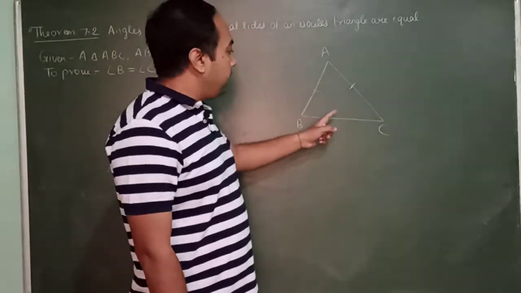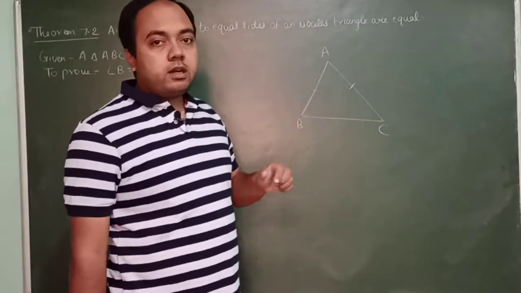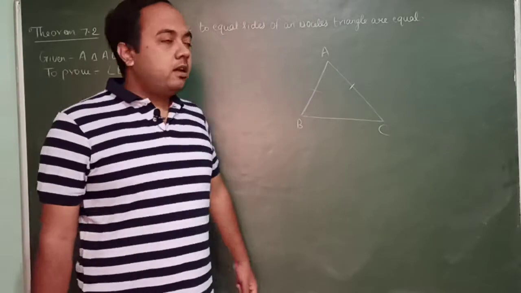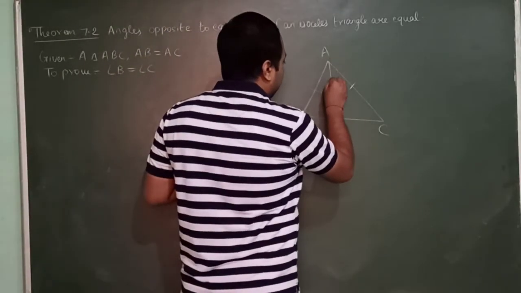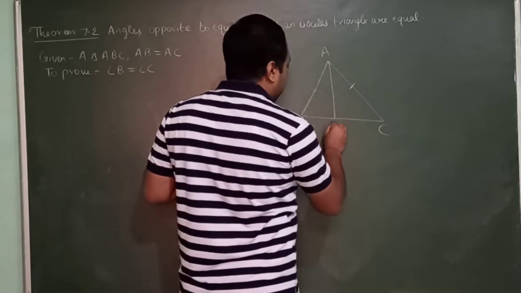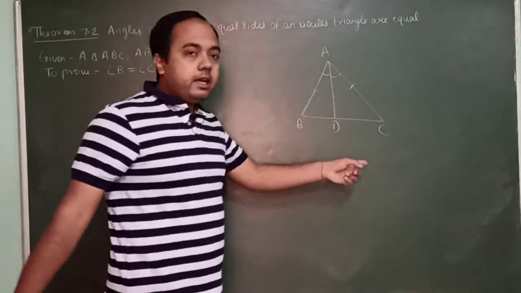To prove angle B equal angle C, you need two triangles over here. You need to divide this whole triangle ABC into two triangles. Now this can be achieved in this manner. Draw the bisector of angle A which meets BC at D.